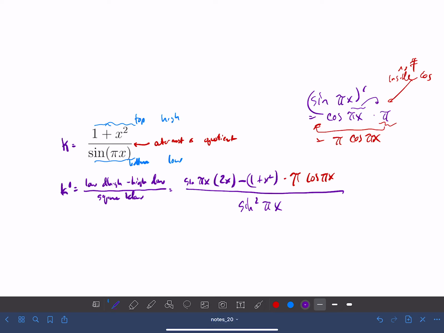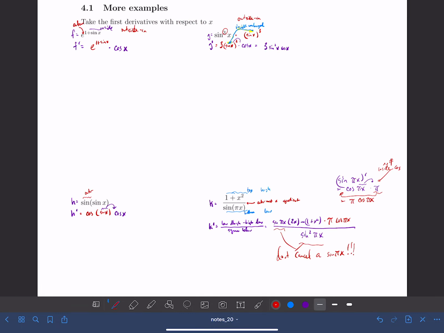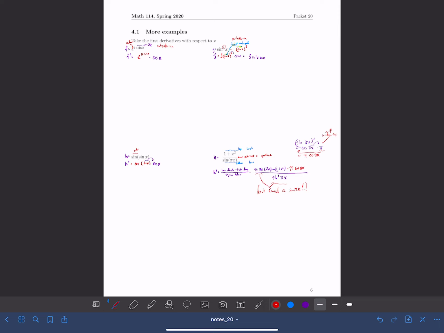Beware that I know students see a sine of pi x right here, and they'll see one right here, and they want to cancel those. But because there's no sine of pi x in this term right here, this bottom one does not cancel. So don't cancel. Okay. There's a pitfall there. Okay. Those are some good problems. Let's turn the page.